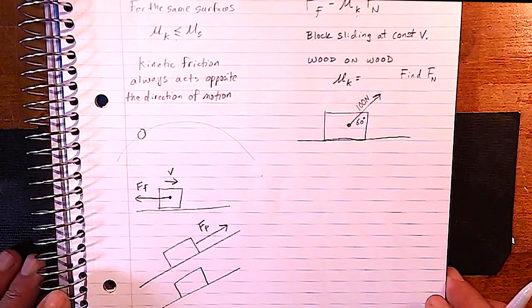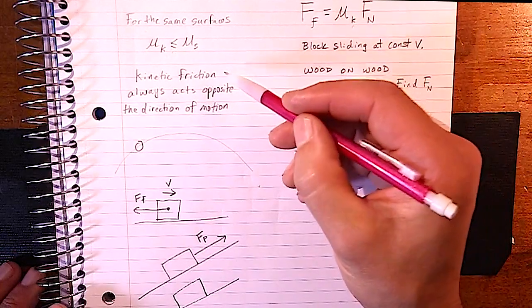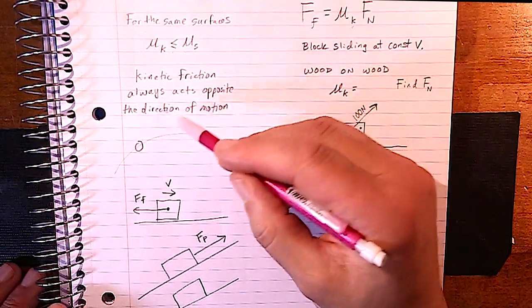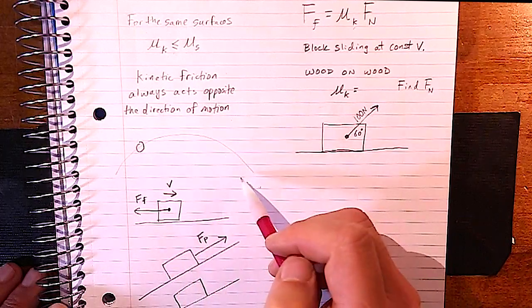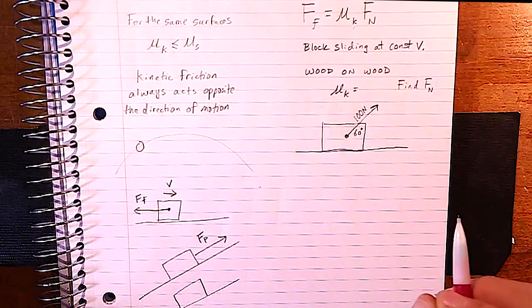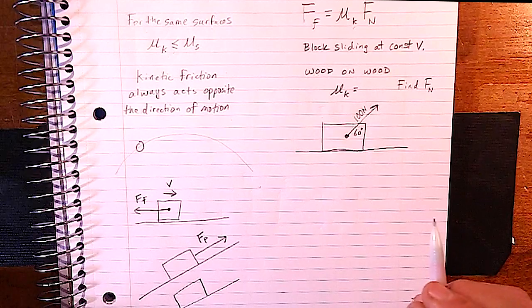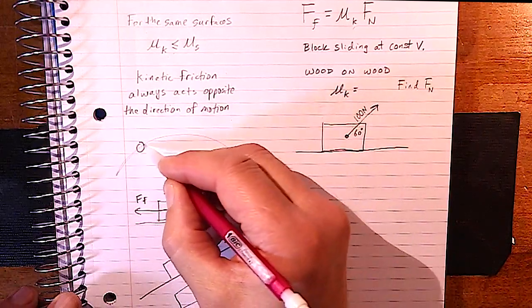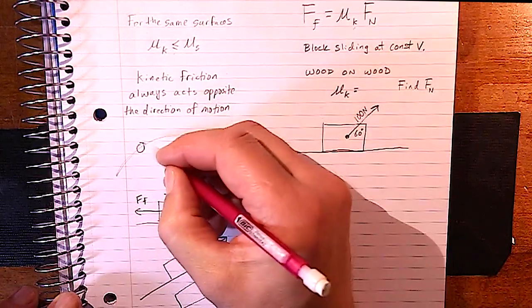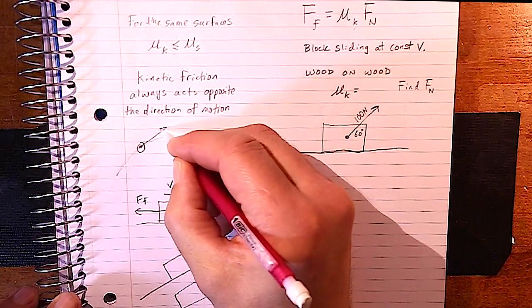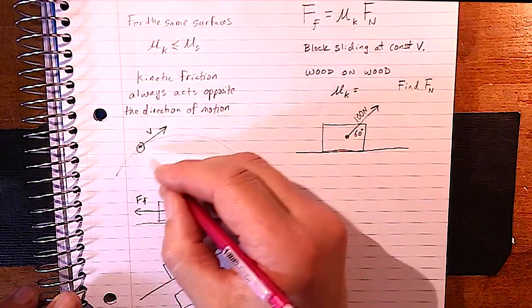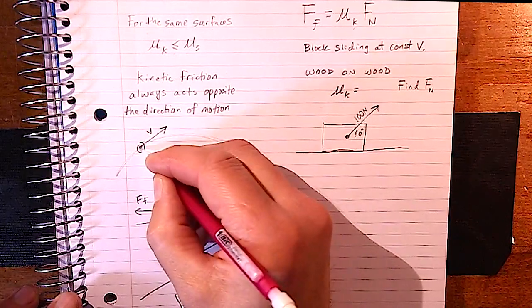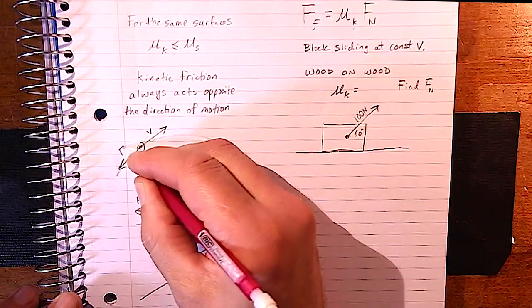Another important part of this is that kinetic friction always acts opposite the direction of motion. So let's say we kick a ball through the air and we don't ignore air friction. We take air friction into account. As the ball is traveling along here, we know that at this point, the ball is traveling tangent to the curve there in this direction. So the force of friction is this way.